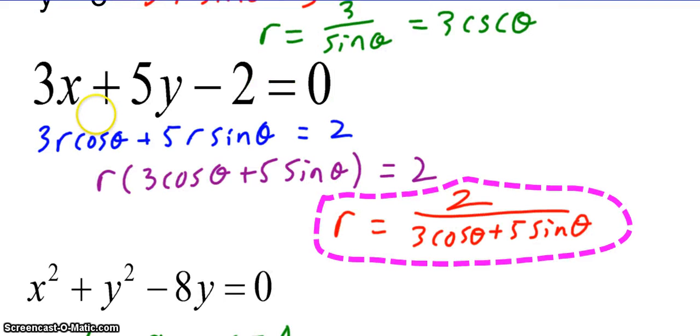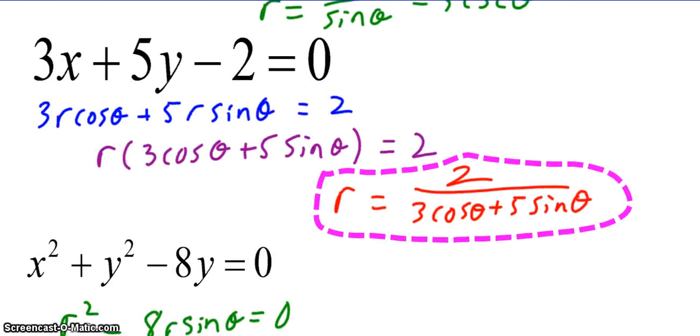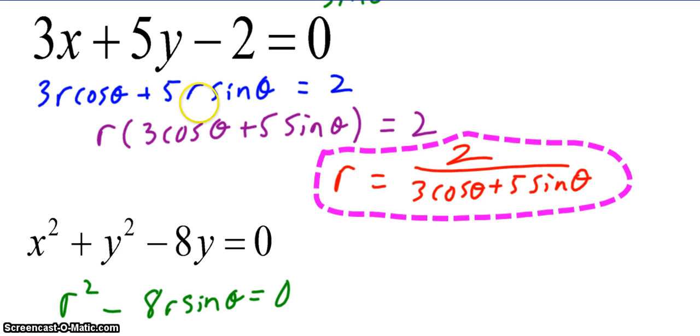Alright, for the first one here, substitute in for x, r cosine theta, y is r sine theta. Now remember I said if possible you want to solve for r, so in this case we can. So we can factor out an r, and we get r times 3 cosine theta plus 5 sine theta equals 2. Divide by 3 cosine theta plus 5 sine theta, so r equals 2 over 3 cosine theta plus 5 sine theta.